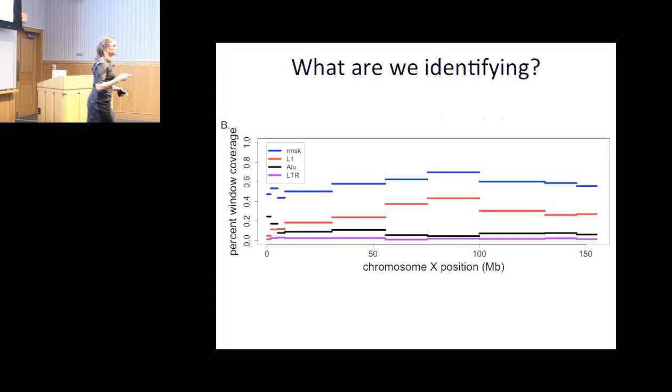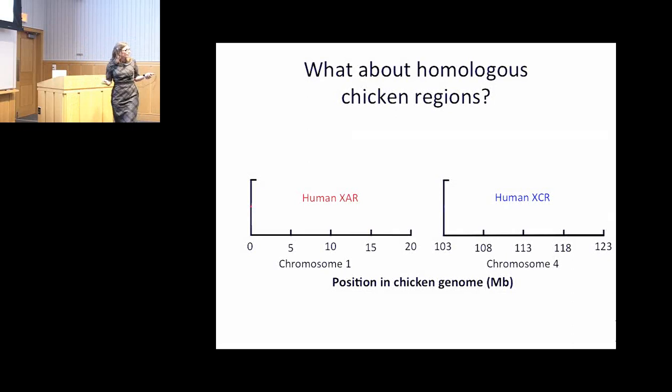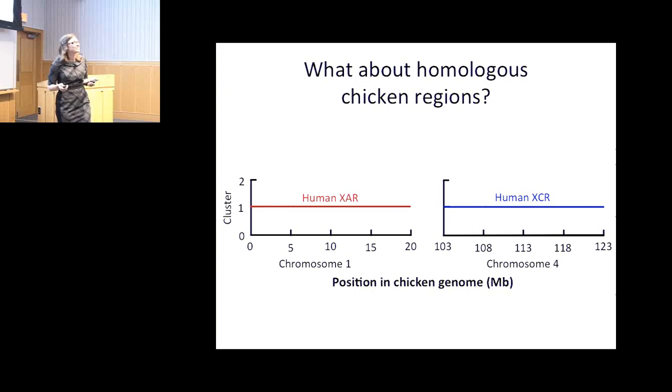So what about the homologous chicken region? The X added region and the X conserved region are homologous to chicken chromosome 1 and chromosome 4, and the gene order and content is relatively well conserved. So we applied our clustering and segmentation algorithm to these homologous regions to see what sort of clusters we get. And I will tell you now, it's the most boring plot ever because we don't observe any clusters at all.